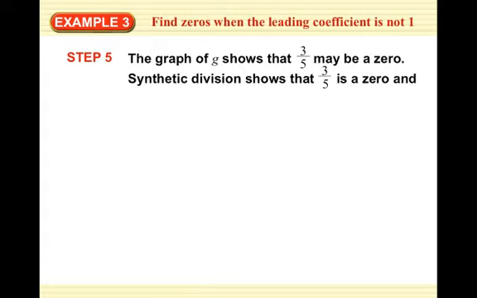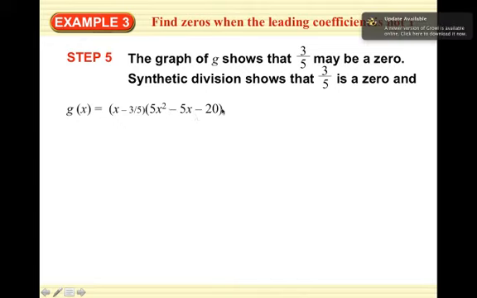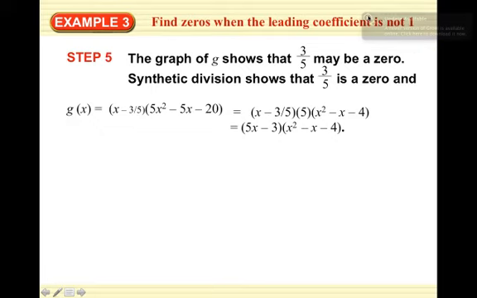So the graph showed that 3/5 may be a 0, and synthetic division showed that it is a 0. And so g of x equals x minus 3/5 times 5x squared minus 5x minus 20. So we're going to factor out a 5. And then we're going to multiply that 5 times the first factor. So 5 times x is 5x. 5 times 3/5 is 3. So we've got 5x minus 3 times x squared minus x minus 4.